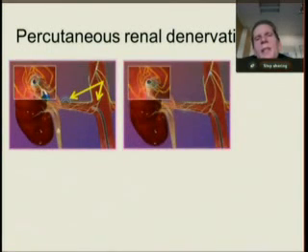This shows the guide catheter positioned in the renal artery. You can see the actual ablation catheter, which is positioned in the distal portion of the renal artery. You orient it in various different quadrants of the renal artery as you pull back, and then you apply the radiofrequency energy.